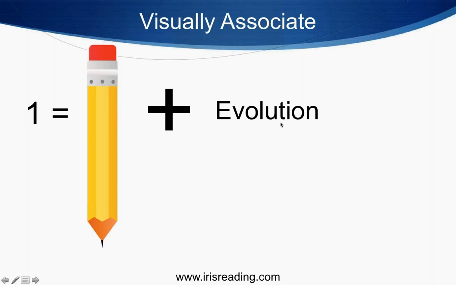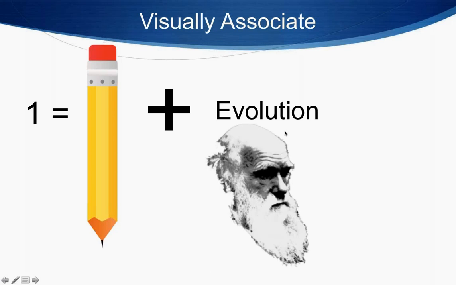So if you're doing this on your own, basically you need to find an image related to evolution. Now there could be a bunch of different images that remind you of evolution, and then you need to associate that image to the pencil. So I'll give you an example that I was thinking of. Evolution reminds me of Charles Darwin. Now if you don't know what Charles Darwin looks like, he has this long and glorious beard. So here's a little picture of Charles Darwin. Now I got to associate Charles Darwin somehow to pencil.